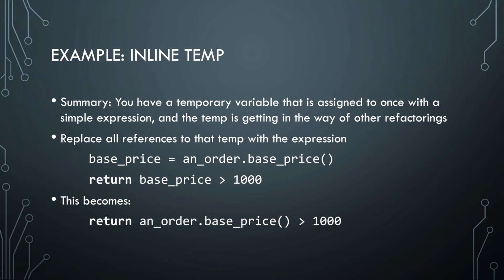For example, suppose a function returns whether a given price is higher than 1,000. But the base price variable is used only in one place. You can then inline the temp by replacing it with the actual value.